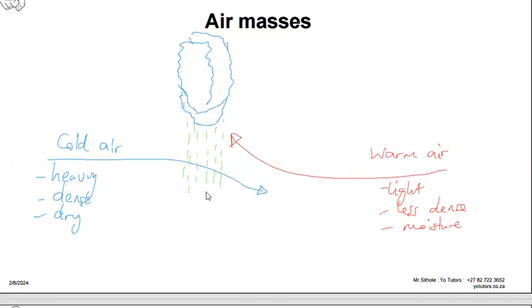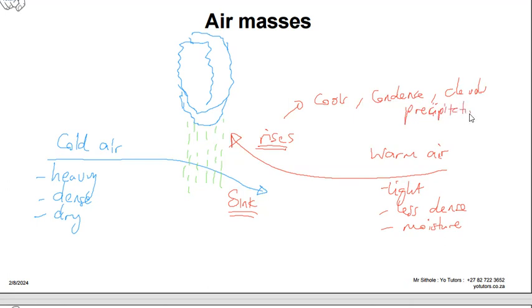But now, since we say cold air is heavy, what happens to it? It sinks. If these two air masses meet, the cold air sinks, so it actually lifts up the warm air. And what does warm air do? It rises because it is light. When it rises, what happens to it? It cools down and condenses, forming clouds and later precipitation, which is rainfall. So that's what we need to know about these two air masses.